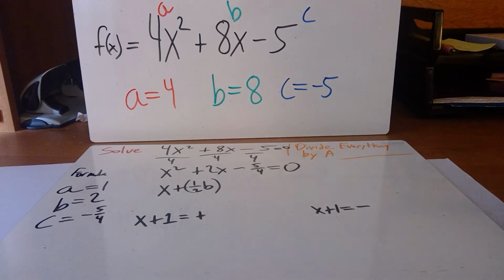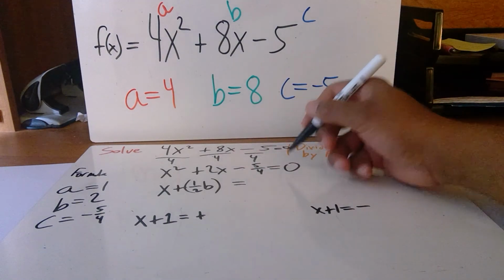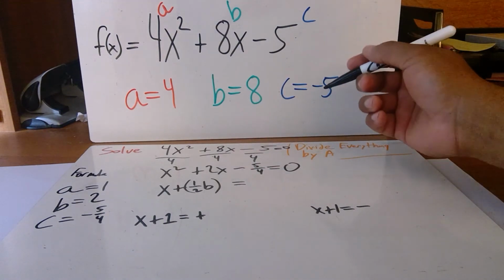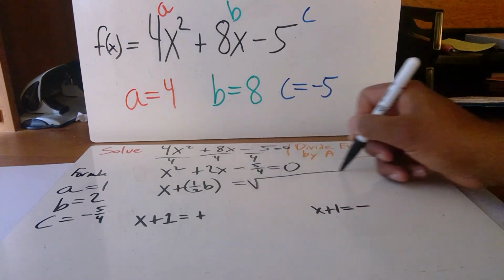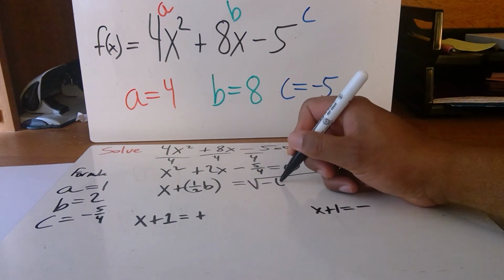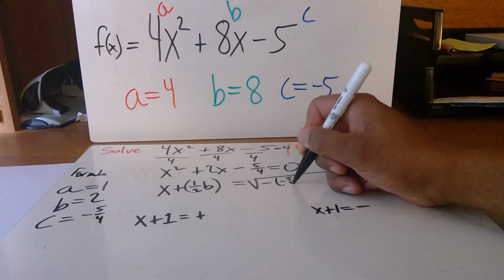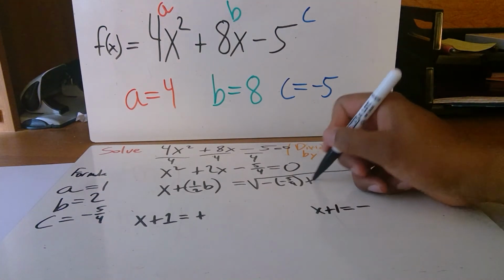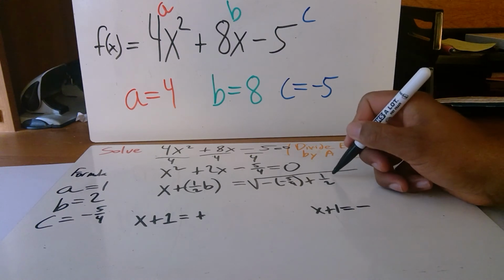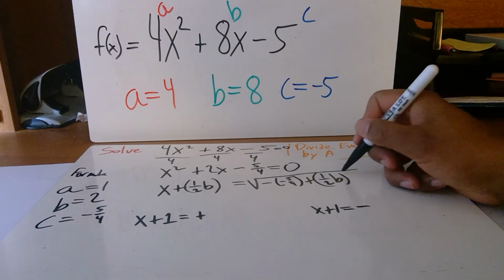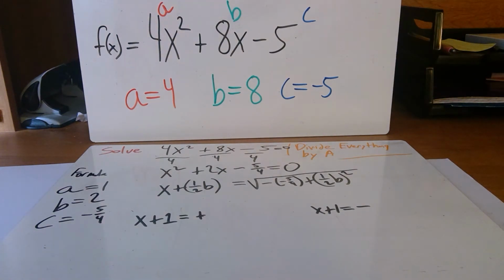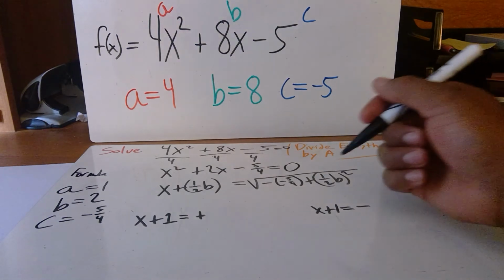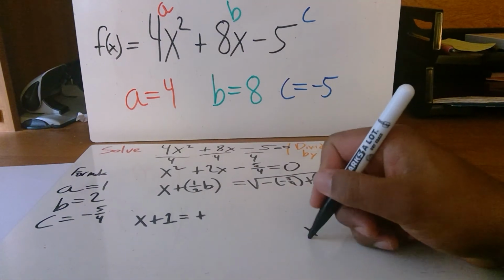Now, the rest of the formula, I need to move c to the other side, which makes it -c. So we're doing the square root of -c, plus half of b squared. Now, half of b was 1. So 1 squared will also be 1. Now, my other equation, let me move that down a little bit.